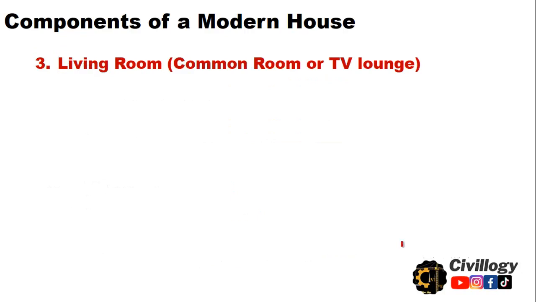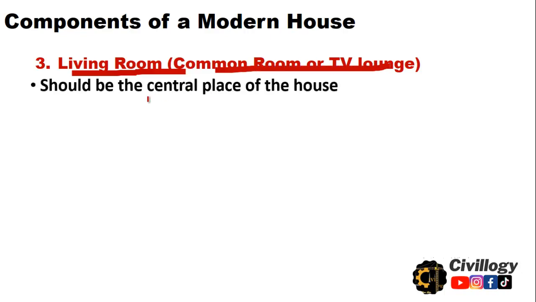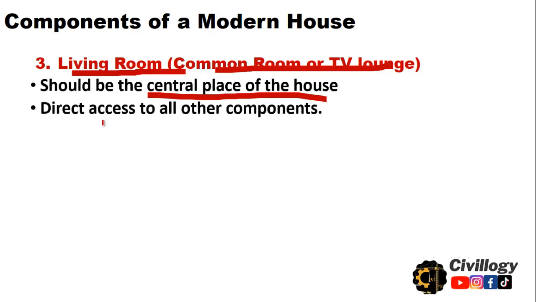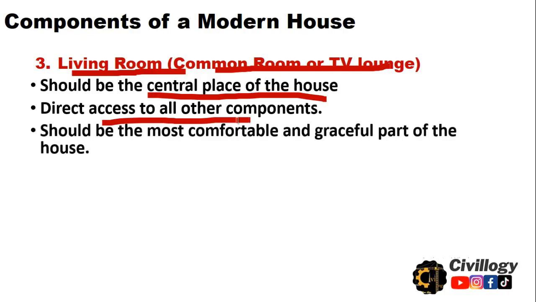The third component of modern house is living room, or you can say common room or TV lounge. Should be the central place of the house, so that each component should be easily accessible from this place. This place should be in the center of the house. Direct access to all other components should be the most comfortable and graceful part of the house.